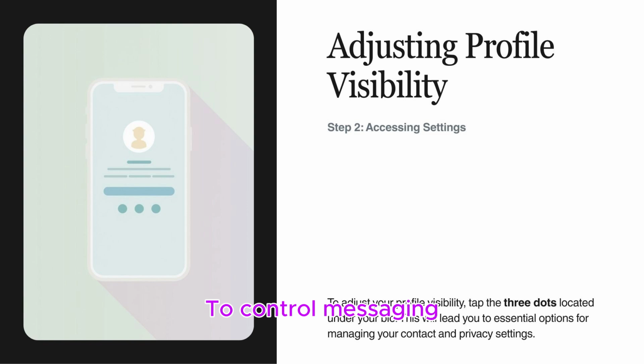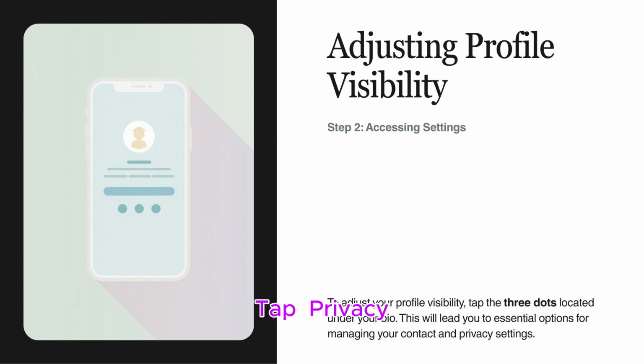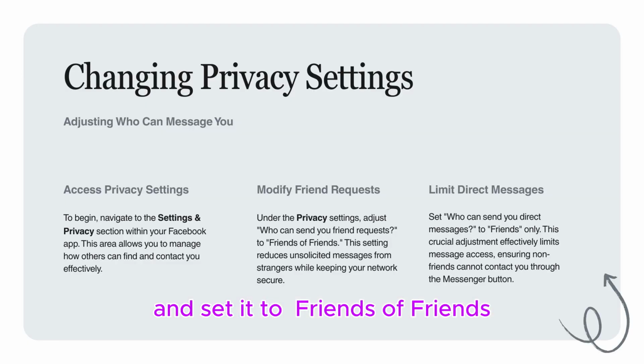To control messaging, go to Settings and Privacy, then Settings. Tap Privacy, then How People Find and Contact You. Tap Who Can Send You Friend Requests. And set it to Friends of Friends to reduce strangers.